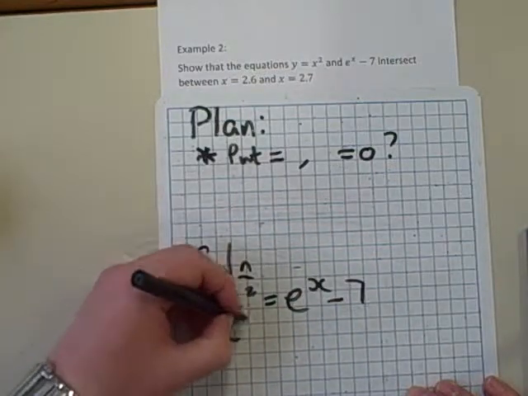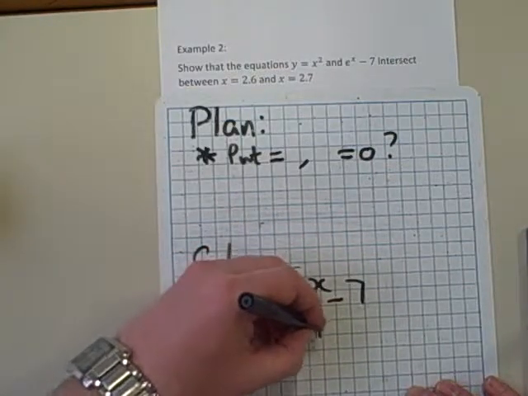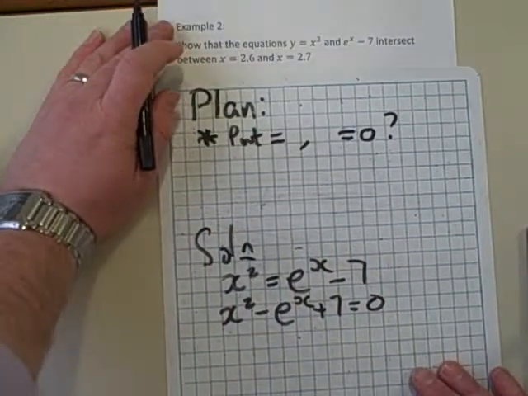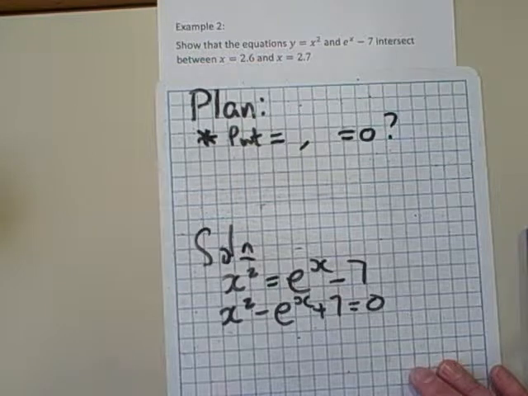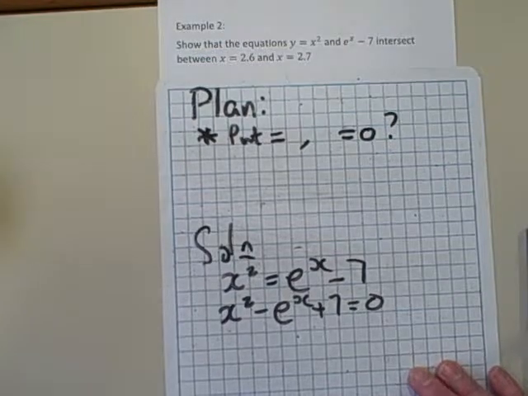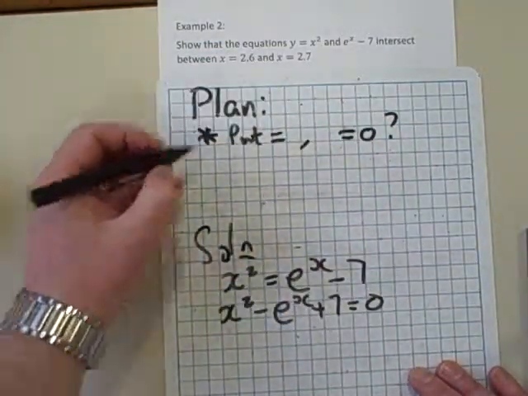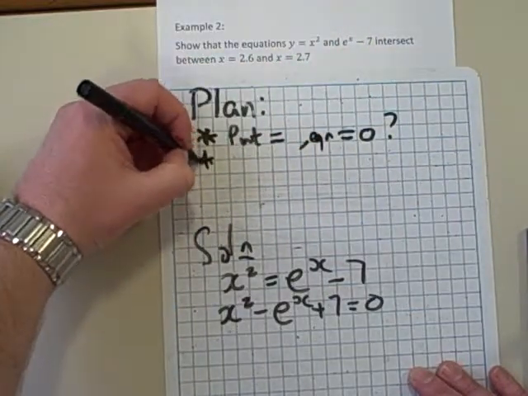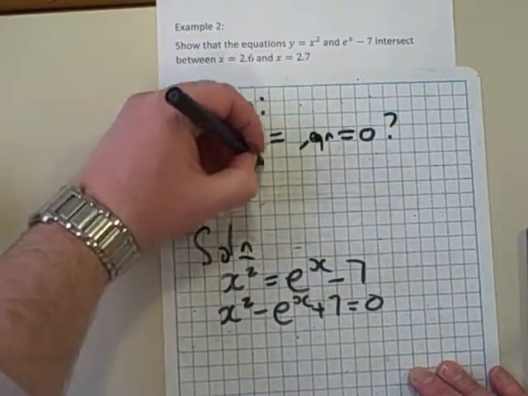And then rearrange it: x squared minus e to the x plus 7 is 0. It doesn't matter which way round you rearrange it. I could have it all on the other side, I could have it as 0 equals e to the x minus x squared minus 7. It doesn't matter, because all I'm interested in is a sign change. So I've got the equation equal to 0. So now I'm just going to sub in my values.